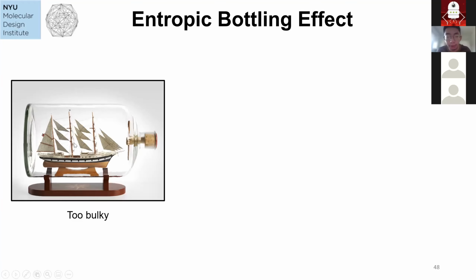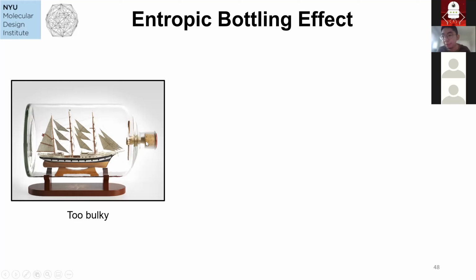As I said, even the particle-level transport is hard to study, and one effect is called the entropic bottling effect. When I was young, I was always fascinated by this simple magic trick called the impossible bottle, where people put a large shape inside a bottle with a very narrow neck.